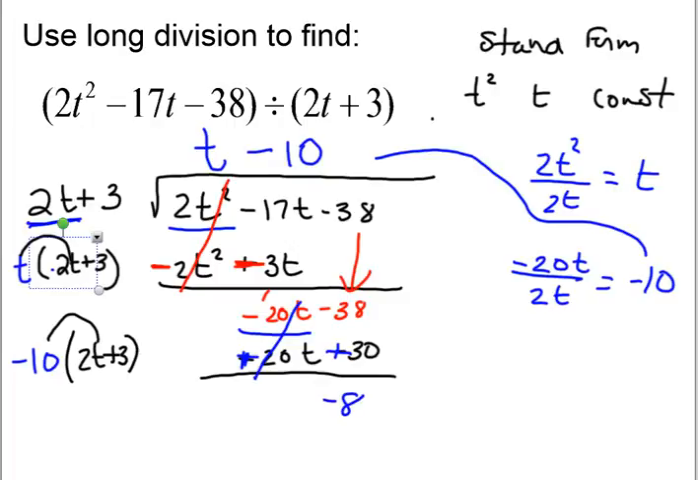And this is where I stop. So my answer is t minus 10, remainder negative 8. Okay?